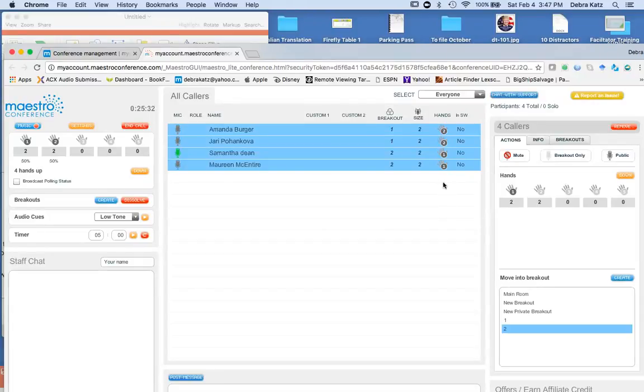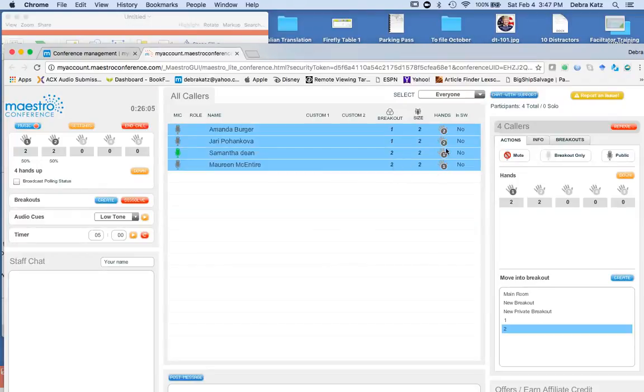Now everyone's still in the main room because I haven't changed the sound yet. What this did was it sectioned off people, but it hasn't changed the audio settings. The audio settings are the last thing that gets done. So let's look at this. We have Amanda and Yari in breakout room 1, and then there's Samantha and Maureen in room 2.